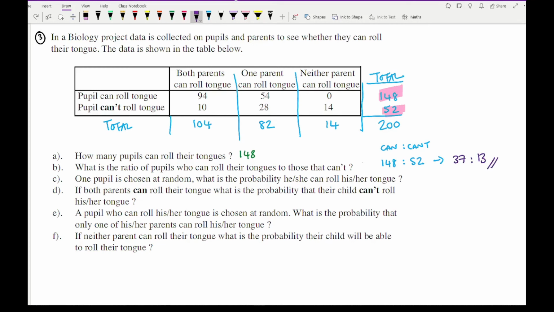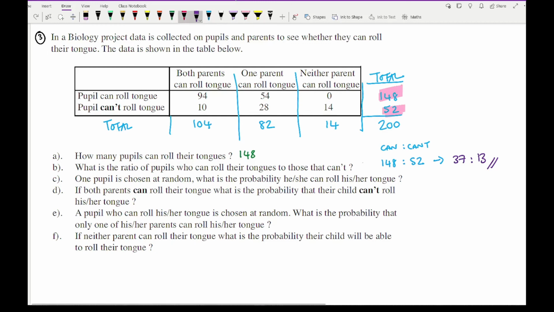Now for part C, it then says one pupil is chosen at random. What is the probability that he or she can roll his or her tongue? Now here we just got to make sure we're looking at the right total. So now here it says one pupil is chosen at random. There's no specific grouping of that, so that's going to be the whole entire total.